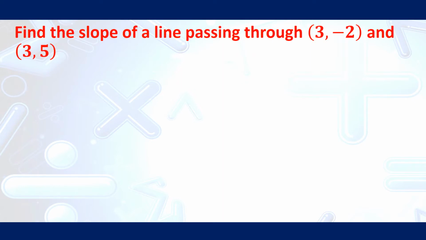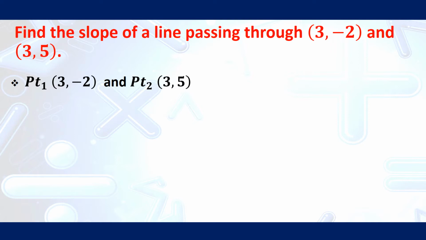Another example is to find the slope of a line passing through (3, negative 2) and (3, 5). Point 1 is at (3, negative 2) and point 2 is at (3, 5). X sub 1 is equal to 3 and y sub 1 is equal to negative 2. X sub 2 is equal to 3 and y sub 2 is equal to 5.